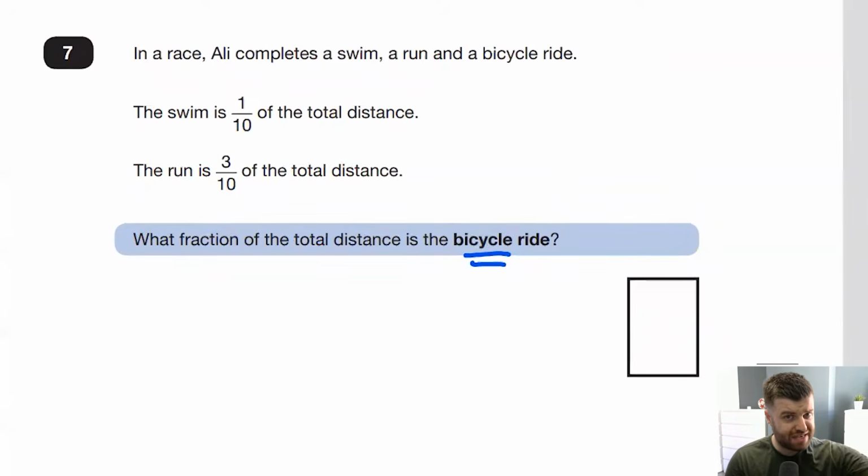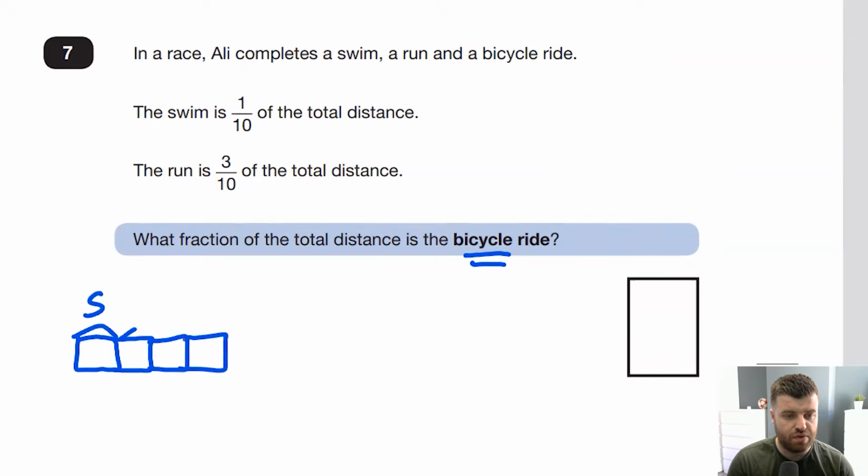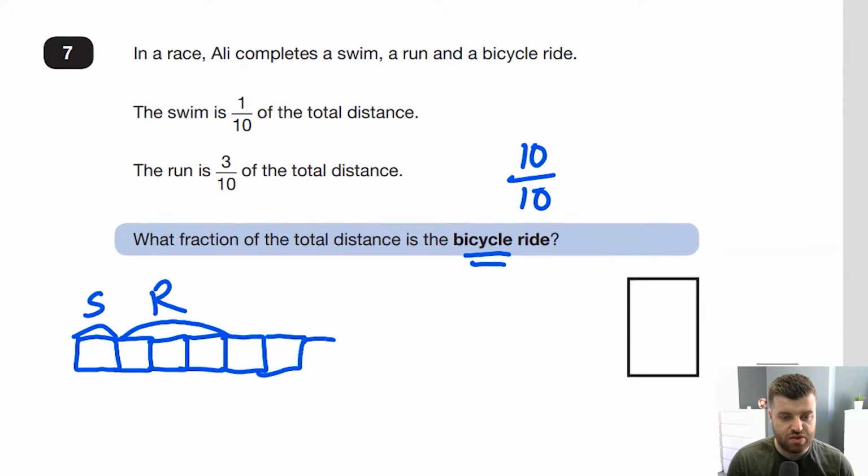Well, we know it's the rest of the whole, right? So if we have 1/10 here for the swim, we have 3/10 here for the run. How many tenths do we have left for the bike? Well, we've taken up 4 tenths here. We know there are 10 tenths in a whole. So the remaining amount of tenths is 1, 2, 3, 4, 5, 6. And that must be for the bike ride.